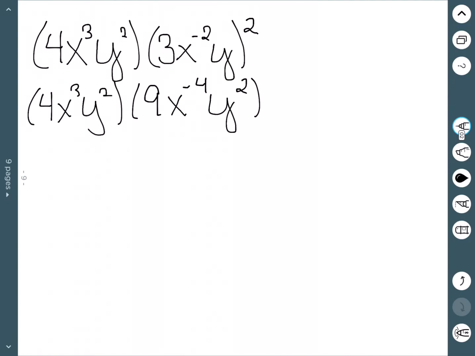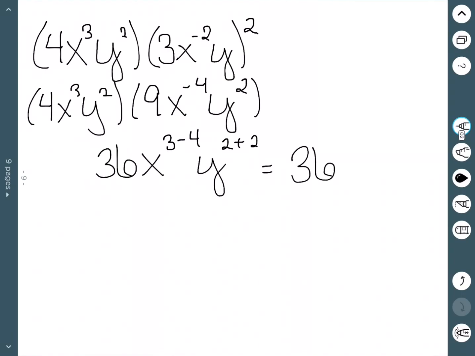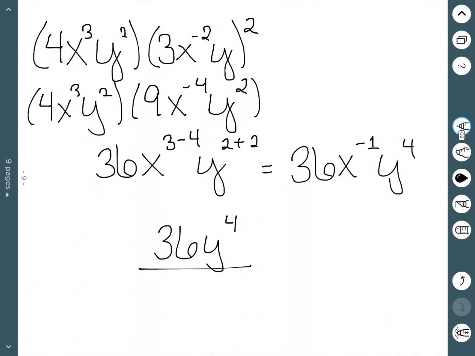And now I can deal with things. 4 times 9 is 36. I need to add exponents since I'm multiplying, so 3 plus -4, and then 2 plus 2. This now gives us 36, x to the -1, y to the 4th. And once again, we don't like negative exponents, so we'll move the x to the bottom to get 36, y to the 4th over x.